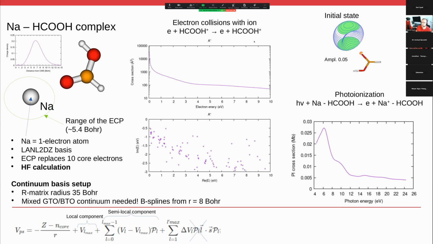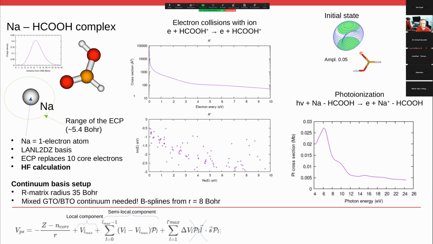First, we did some exploratory calculations of electron collisions with the ionized end of the molecule, which is the formic acid. This is just a very simple Hartree-Fock calculation. We also looked at the resonances in the system, and we see that there are several low-lying resonances. Then, in the second step, we looked at photoionization of this whole complex, which leads to photoionization of the sodium atom and leaves the formic acid part intact. This leads to electron collisions with the neutral formic acid, and it is described by a photoionization cross-section, which again features a number of peaks linked to the resonances that we see in our calculations. And this is all under investigation.